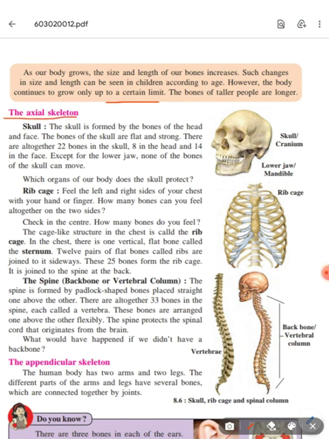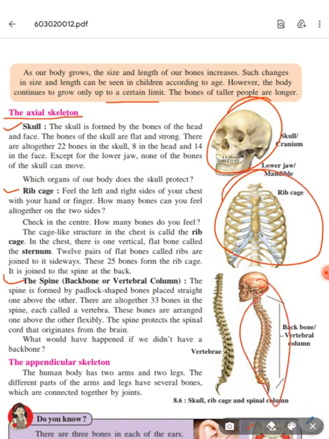Okay, next we have to learn the axial skeleton. The skull, rib cage, and spine are the axial skeleton. This is called the skull, cerebellum. This is a rib cage, and this is the backbone, vertebral column, or spine.